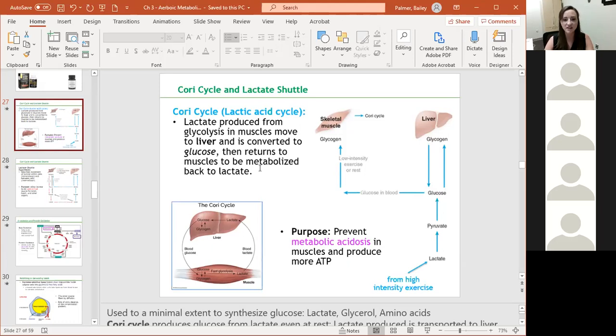So both of these processes, the Cori cycle and the lactate shuttle, are just another way to use lactate in the body. Lactate actually shouldn't be seen as a harmful waste product. It's more another way to transport glucose around the body.